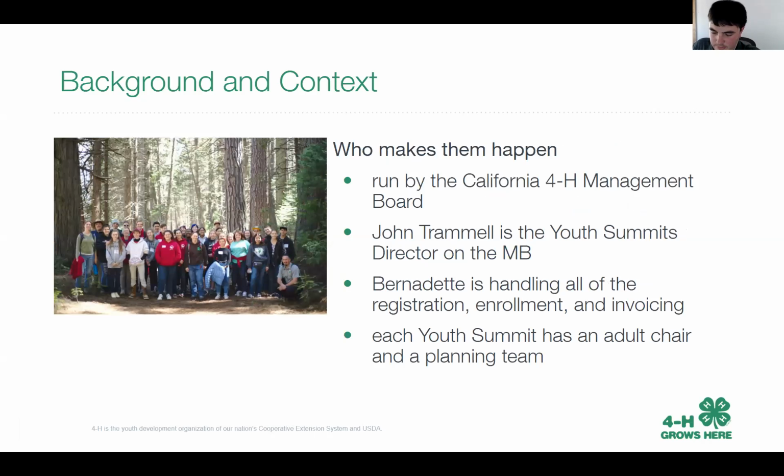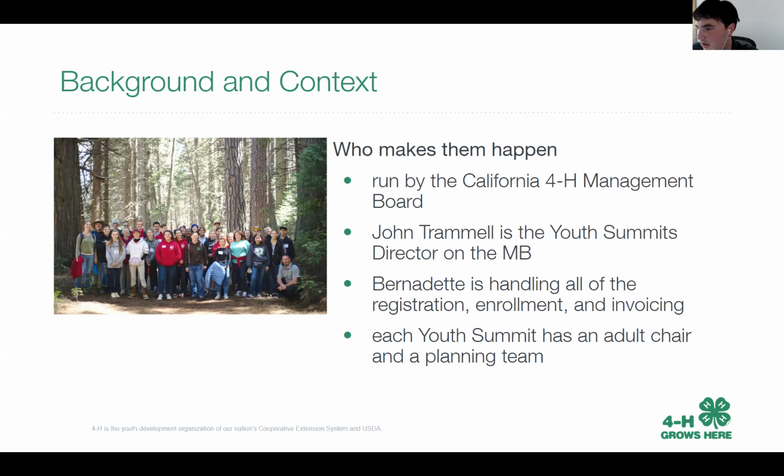So the California 4-H Management Board oversees the youth summits. I myself am the youth summits director, so I work with the management board itself and also all of our planning teams and our adult chairs to make sure that we're successful at running the youth summits. Bernadette in the state 4-H office is also involved with helping us out, and Gemma Miner works on handling all the registration and enrollments and working on invoices so that we can get all the registration fees paid.